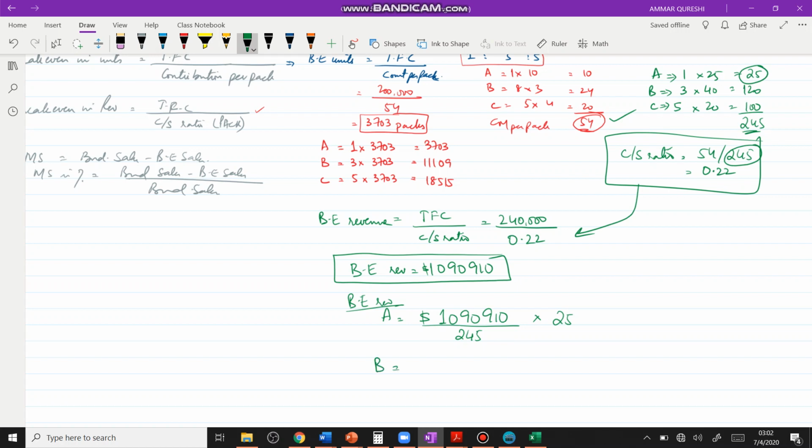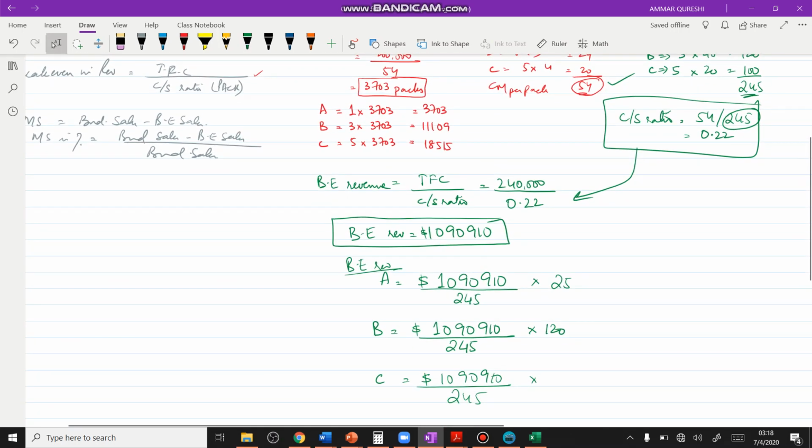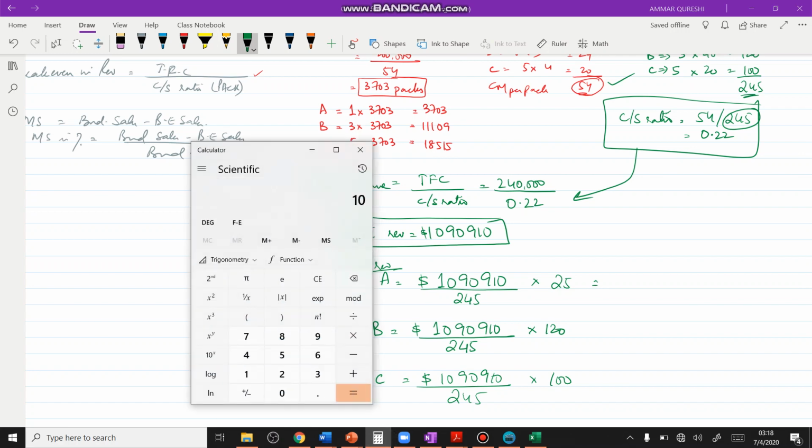What about B? Same: 1090910 divided by 245 multiplied by 120. And what about C? C will be 1090910 divided by 245 multiplied by 100, right? So this is basically how we are going to do it, right?